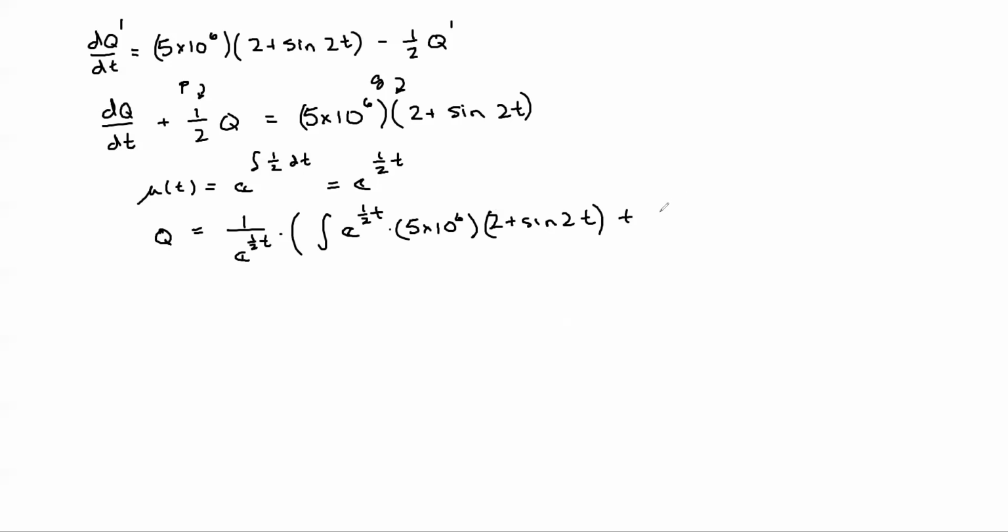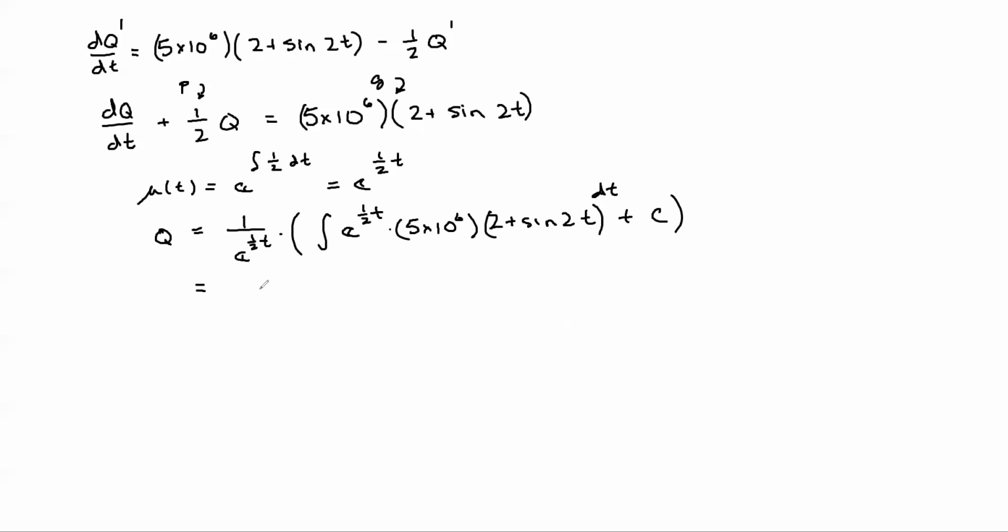Plus C. Okay. So the next step is to go through and integrate this. Oh, and we need a dt in there as well. Next step is to go through and perform the integration here. The easiest way to do it, you can take this 5 times 10 to the 6 and just pull it right out of there to simplify things.